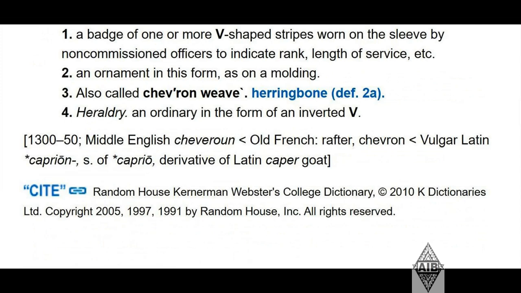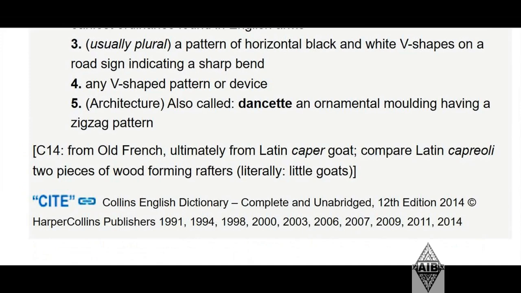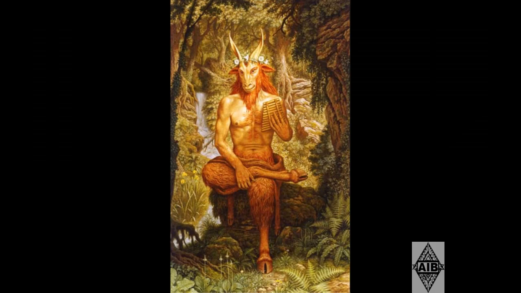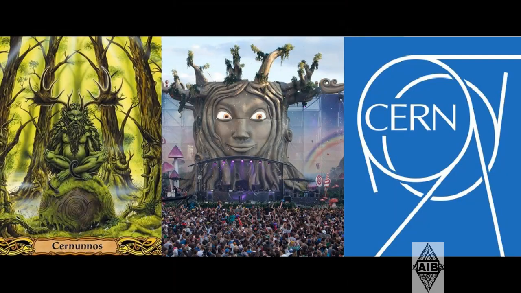Middle English, chevron, vulgar Latin, caprion, derivative of Latin caper, meaning goat. From Old French, ultimately Latin caper, goat. Compare Latin caprioli, two pieces of wood forming rafters, literally little goats. The goat god Pan, also known as Cernunnos, connecting to CERN, the Hadron time portal.